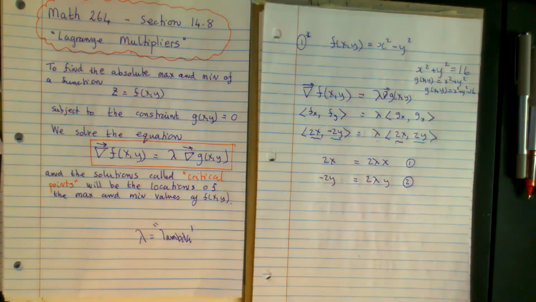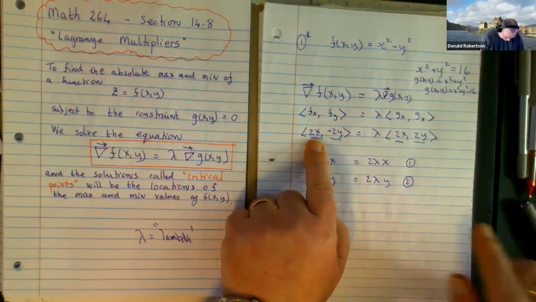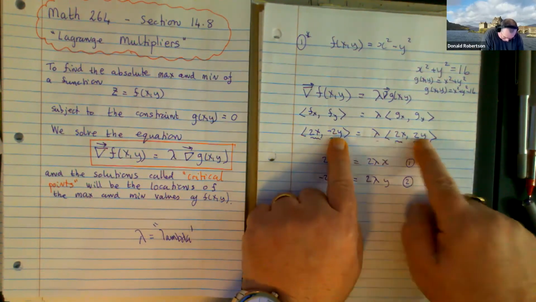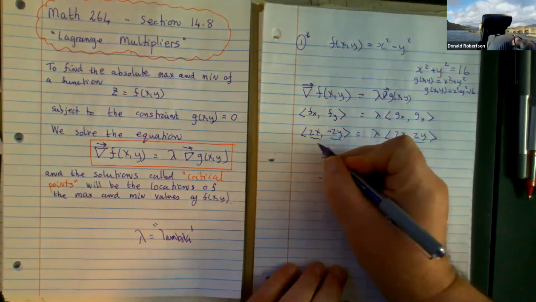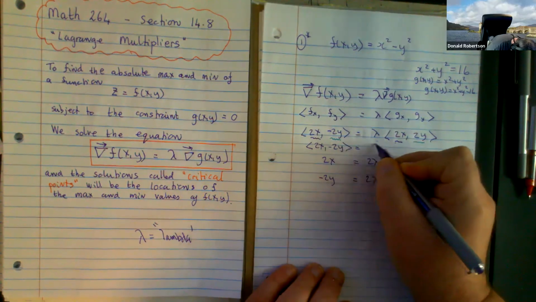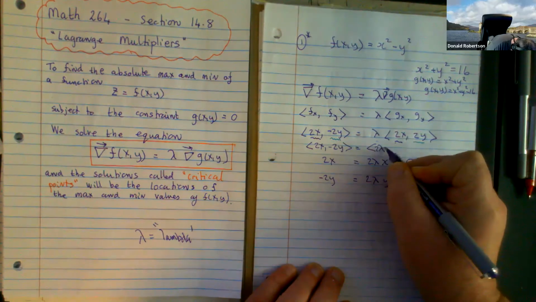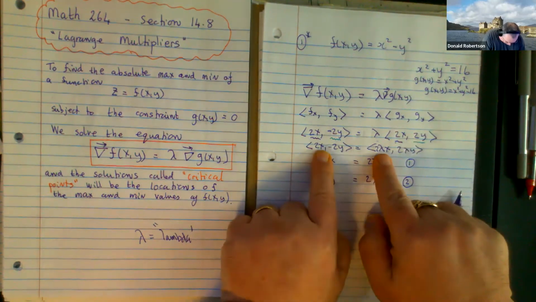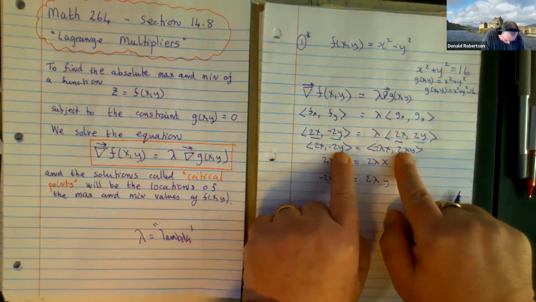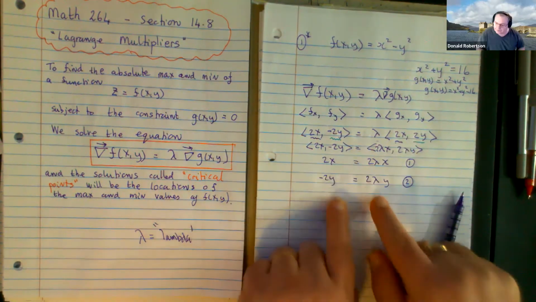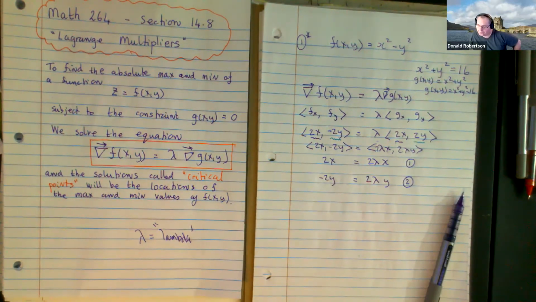Oh, sorry. How did you get the 2x is equal to 2 lambda y? I matched this guy with the first one of this guy, and this guy with the first one of that guy. If you need an extra line, it might look something like this. And I'm just saying the two first components are equal and the two second components are equal. You see it now? Yeah, thanks.